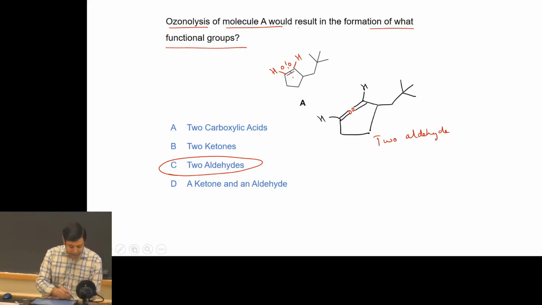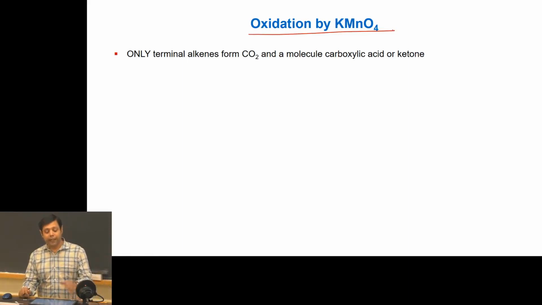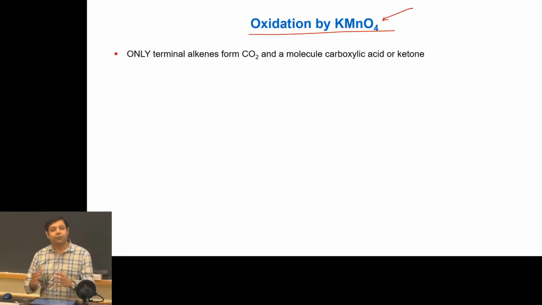Right. The last reaction we are going to study of alkenes is oxidation by KMnO4. KMnO4 is potassium permanganate. It's one of the strongest oxidizing agents. In fact, it is so strong, it's used to clean stained glassware in the lab. So if you have a stain on a glassware that's very hard to remove, one of the best ways is to use potassium permanganate. It'll eat up the stain and clean the glassware.